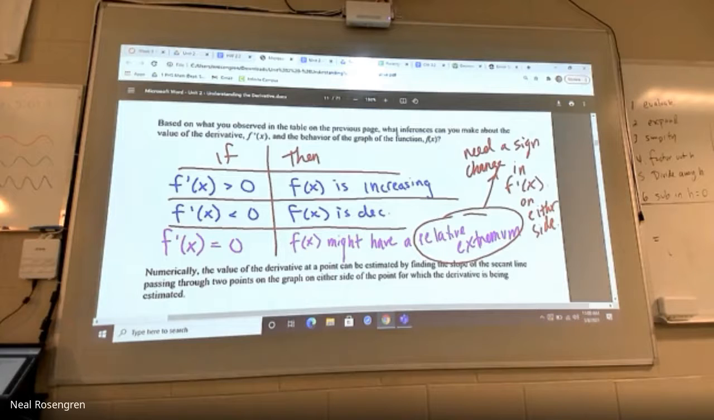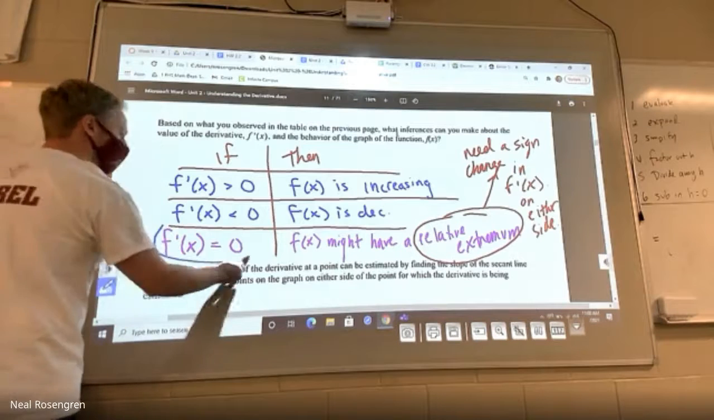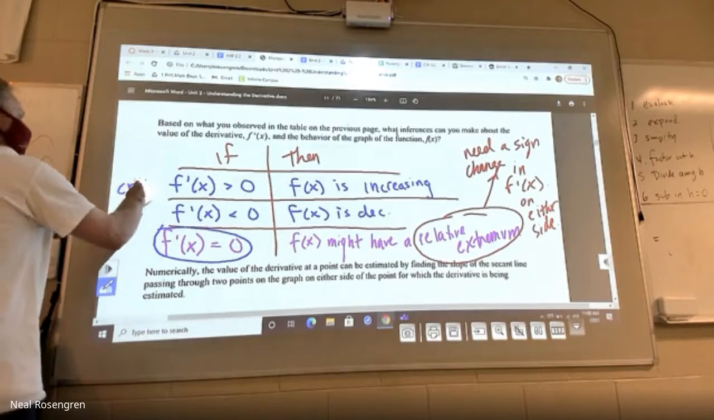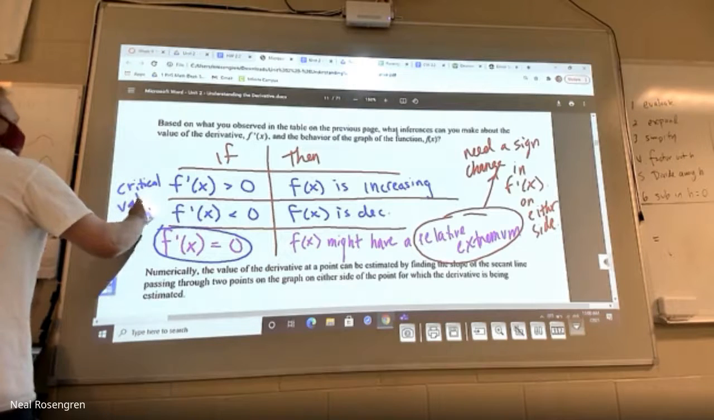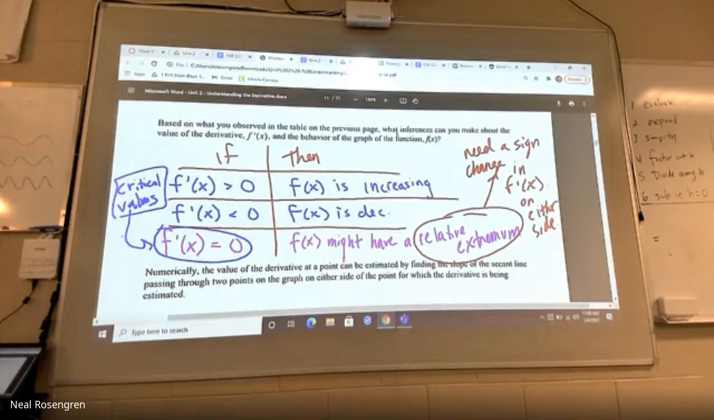Yeah, question. So all of these points, I alluded to it, are called critical values. And we'll formalize that name sooner rather than later. But any point where the derivative of a function is 0, that x value is called a critical value. But a point where the sign of the derivative doesn't change is not a relative minimum or a maximum.